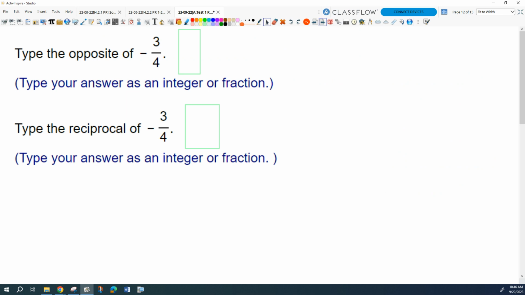Okay, real quick. The additive inverse is opposite. What's the opposite of negative 3/4? Positive 3/4. The multiplicative inverse is reciprocal. What's the reciprocal of negative 3/4? Negative 4/3. Just flip the fraction. Okay.